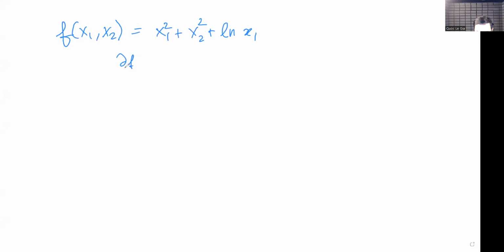So now suppose I have f of x1 comma x2. You can see my writing board. So f equals x1 square plus x2 square plus logarithm of x1. Then partial f with respect to x1 will be 2x1 plus 1 over x1.